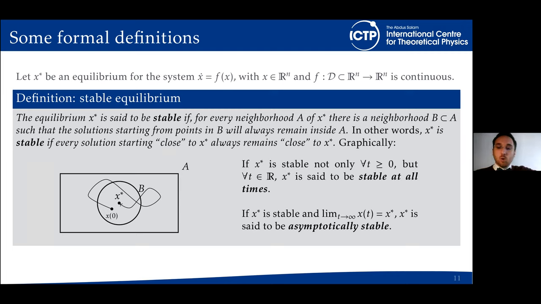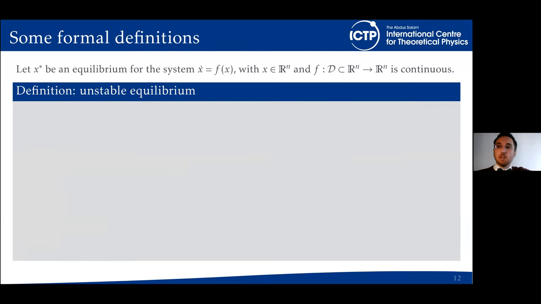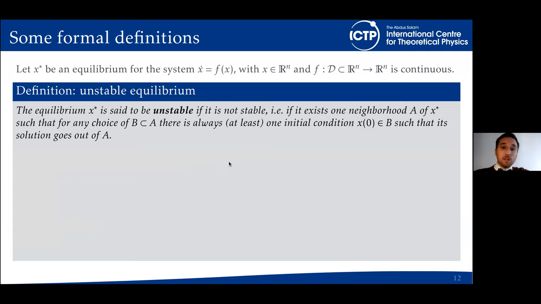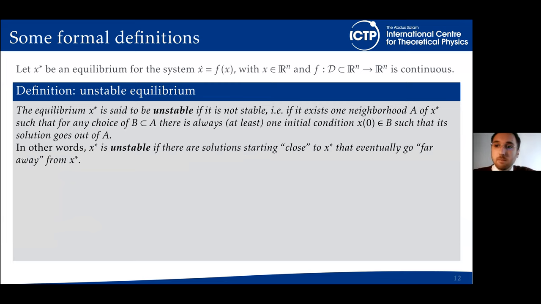Okay. So the other side of the coin is instability. Again, using the language of mathematicians, an equilibrium is said to be unstable if it is not stable. So if we can find at least one neighborhood A of X star such that for any choice of a smaller neighborhood, there is always at least one initial condition such that its solution goes out of A.